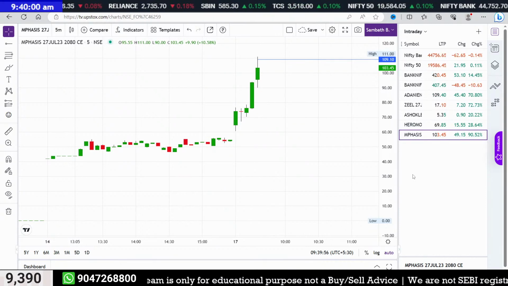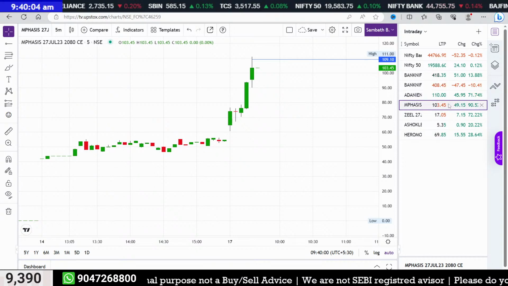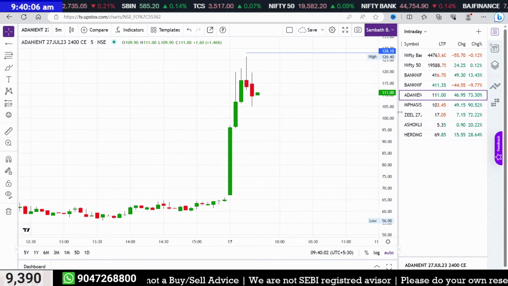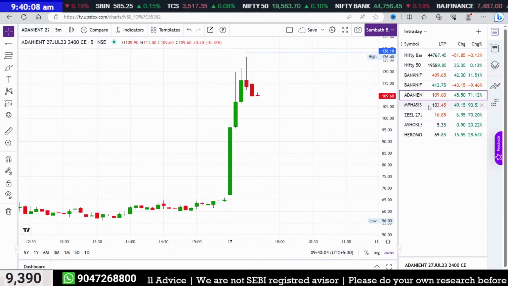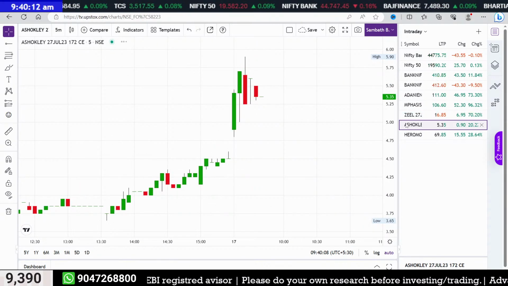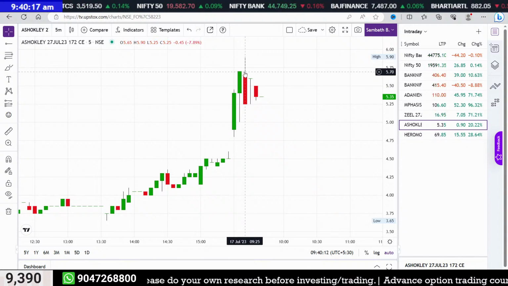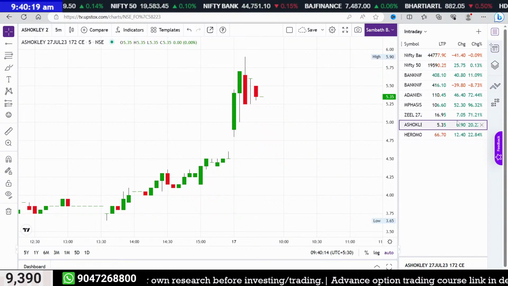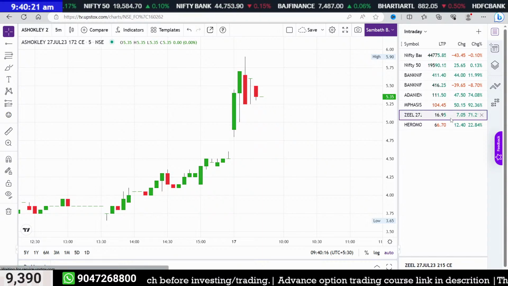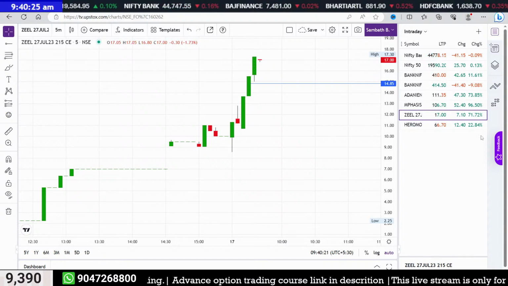On weekly basis, currently 103. So let me track this on the weekly. Adani Enterprise 128, now it is trading near about 111. Zee Entertainment is almost 2 rupees higher. Ashok Leyland, that entry point is 5.3, but it was triggered in the first 15 minutes, so we ignored it. Zee Entertainment, which triggered after 9:30, may be such a good move.